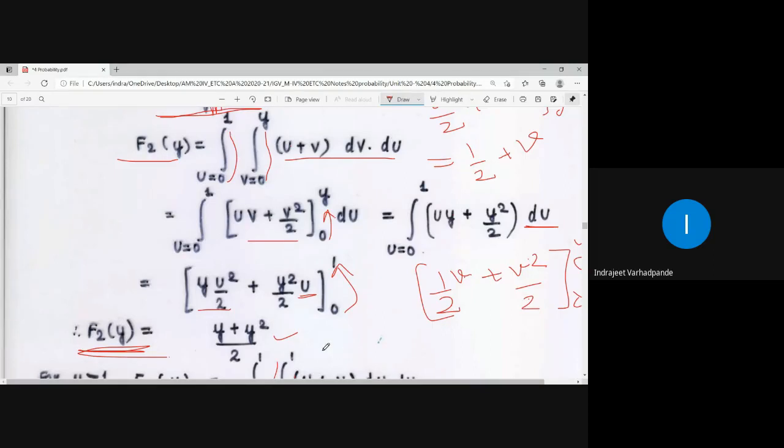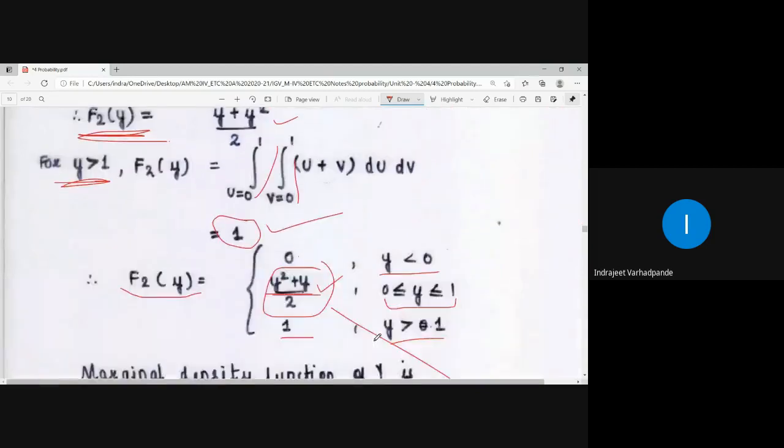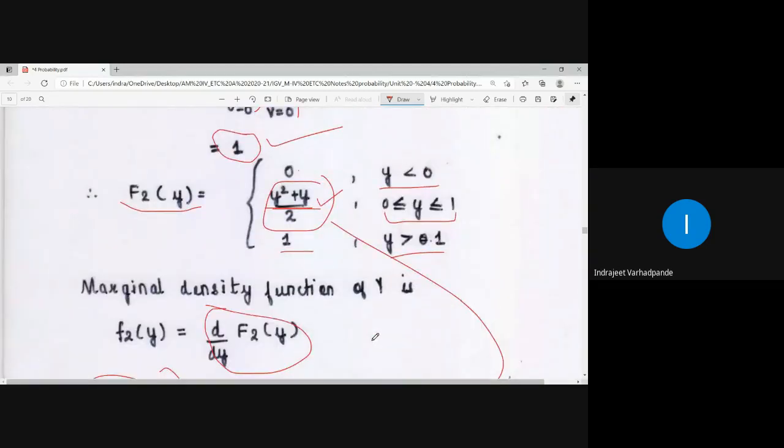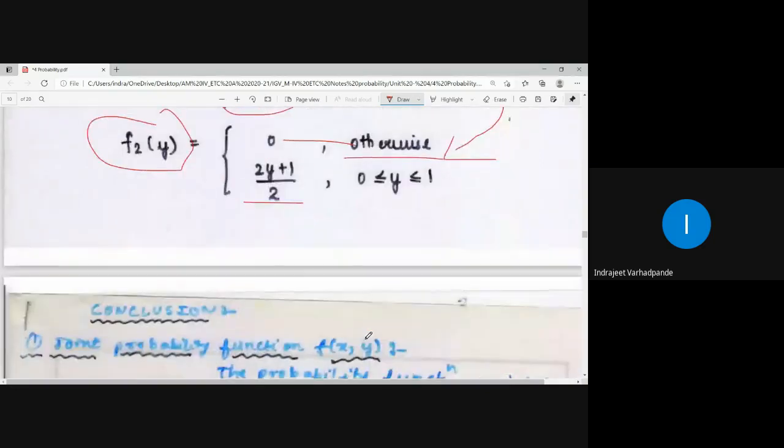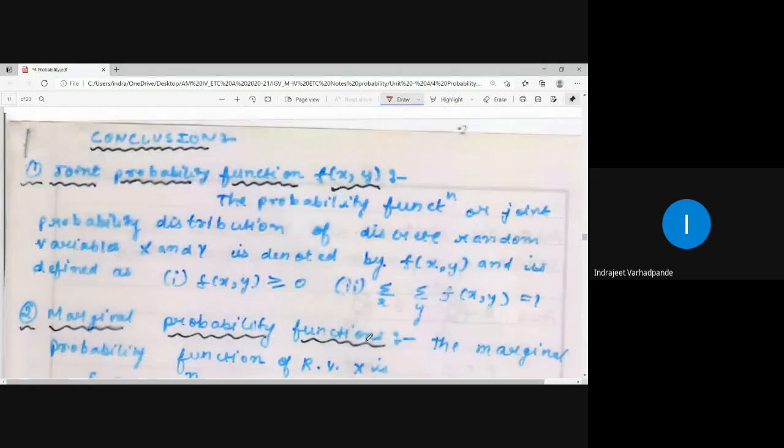This is how we calculate the marginal density function or marginal distribution function. So from the marginal distribution function, it is easy to calculate the marginal density function. So this particular slide is now a revision of all the quantities, or the terms, that we have learned. So the conclusion over here is the joint probability function f of xy.